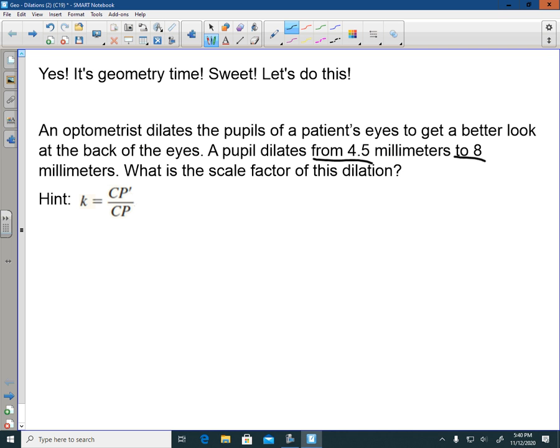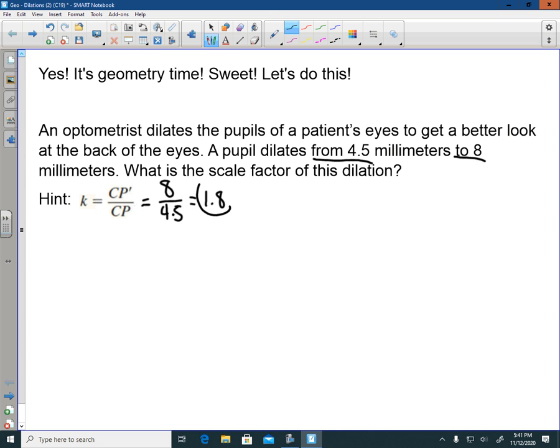So notice that this problem says a pupil dilates from 4.5 millimeters to 8. So it starts at 4.5 and goes to 8. So CP prime, which is the measure of the image, is what goes on top. So the 8 goes on top, and the 4.5 goes on the bottom, which ain't pretty, but you can plug that into a calculator fairly simply. 8 divided by 4.5 is 1.777 and so on. Let's round it to 1.8. And so the scale factor of that dilation is 1.8.